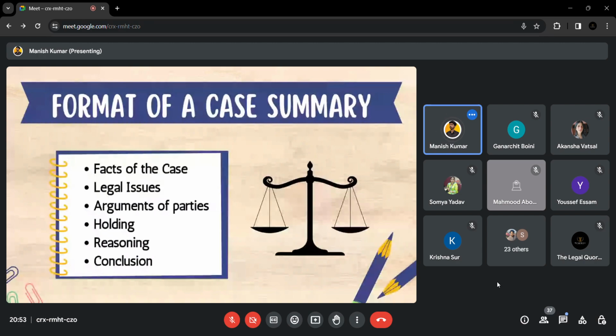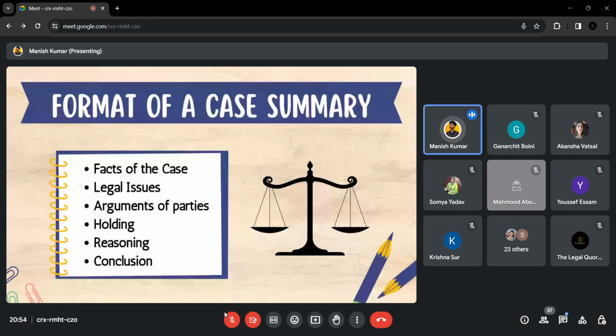And another thing is, in any judgment there are two opinions. Firstly, the majority opinion, and the second one is the dissenting opinion. If it is a five-judge bench judgment, there may be a case where three judges held something and two judges were of the dissenting opinion. So you have to briefly state the dissenting opinion as well. That would create a good pattern for your case brief.